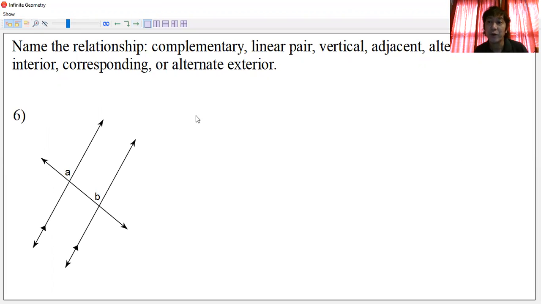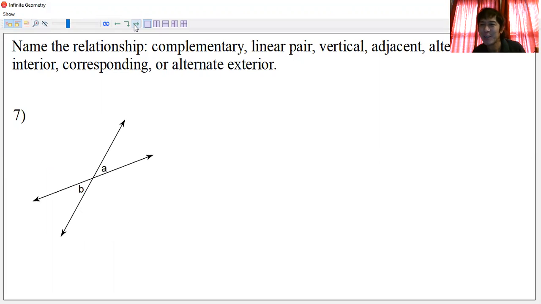All right, we already discussed this a while ago. Two angles on the same side of the transversal. You see, A and B is on one side of the transversal, this line, and one interior and one exterior. You call this corresponding, and that should be it. Corresponding angle pair. That goes to our number 6. Let's have number 7. What do you call this? Vertical angles. Formed by 2 intersecting lines, and they are non-adjacent. You call this vertical angle pair. There. So that's it.